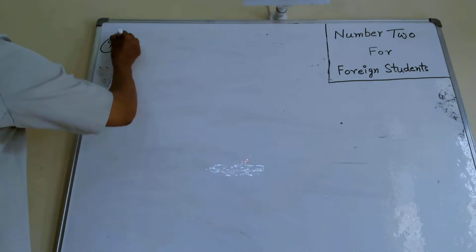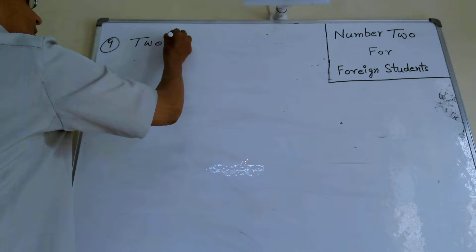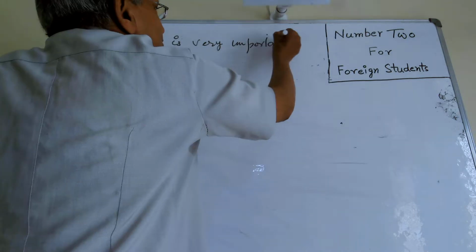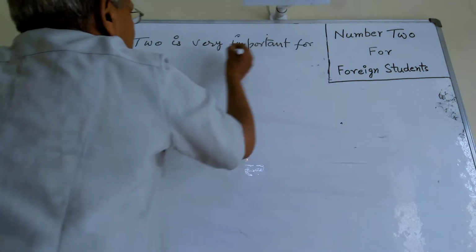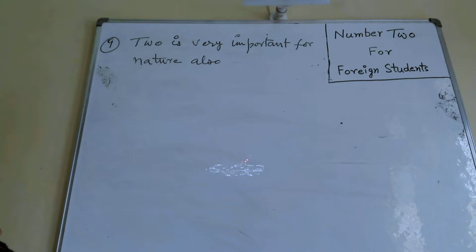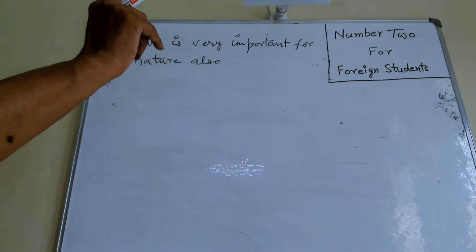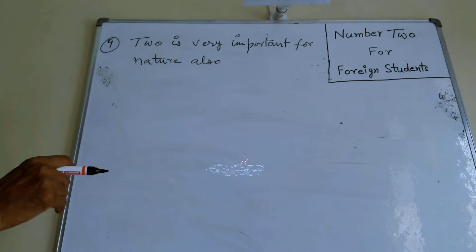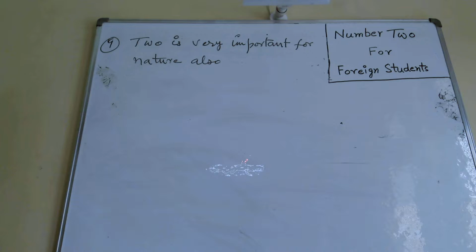Ninth property, 2 is very important. 2 is very important for nature also. How is it useful? You see, you have seen in nature, my dear students, the increment of nature depends upon the two, male and female. So 2 is very helpful in nature's increment. So 2 is a useful number in mathematics as well as in nature.